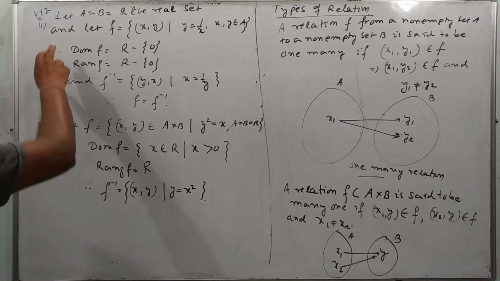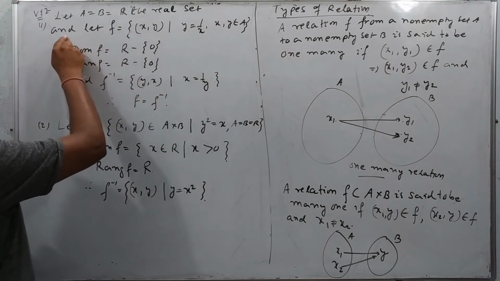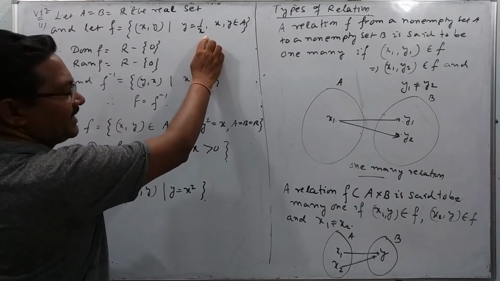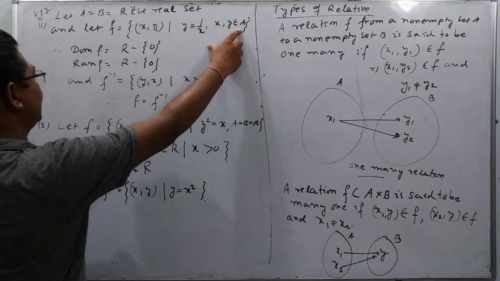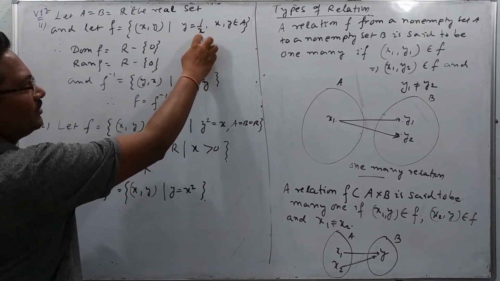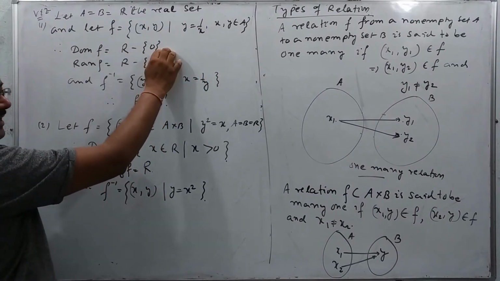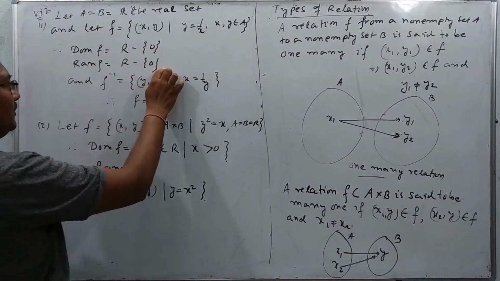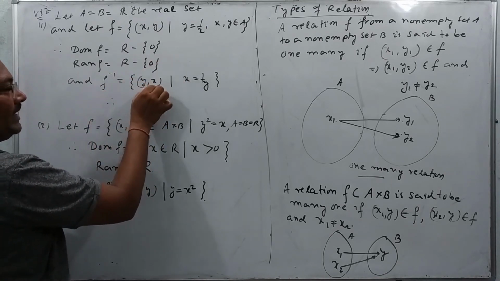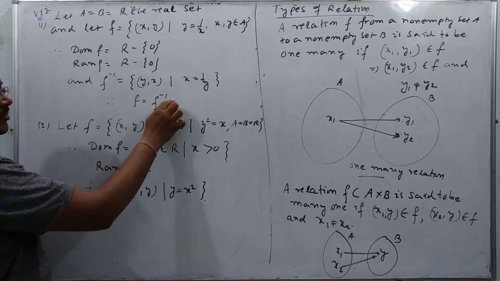Come to an example. Let A and B both be real sets, and let F be a relation (x,y) such that y = 1/x, where x and y are real. The domain of F is R minus {0}. If x = 0, y is undefined. For y to be defined, the domain must be R minus {0}. So the range must also be R minus {0}, and F inverse becomes the collection of (y,x) such that x = 1/y. So F and F inverse are both equal.